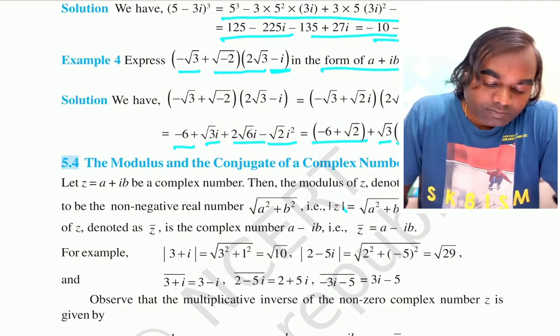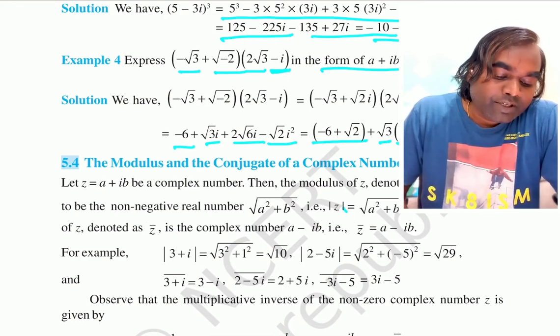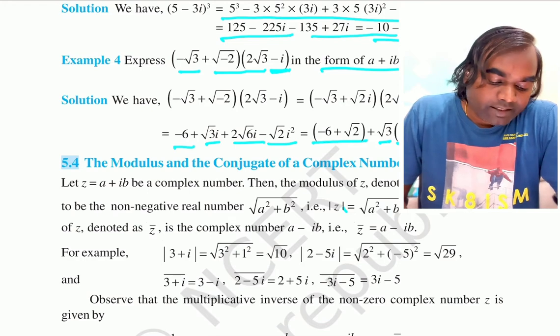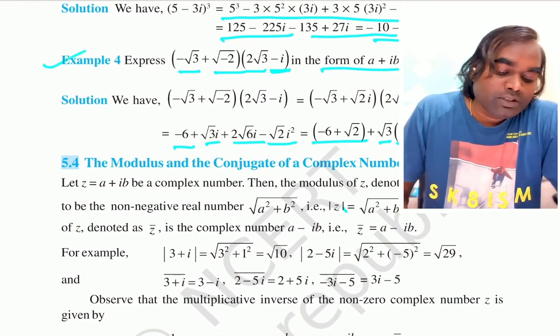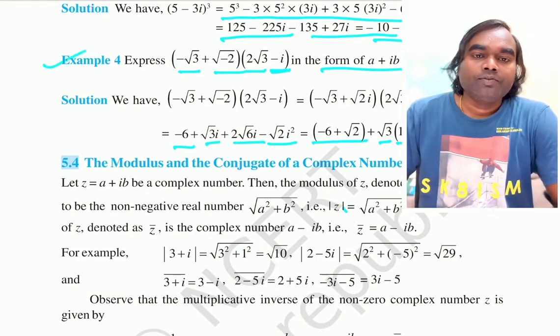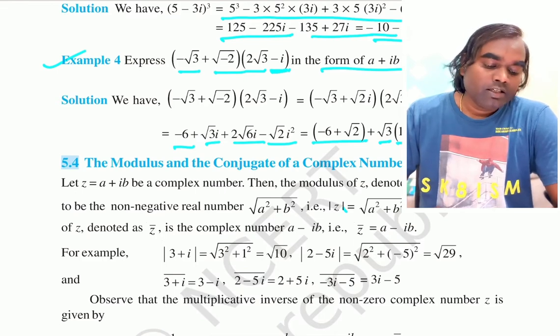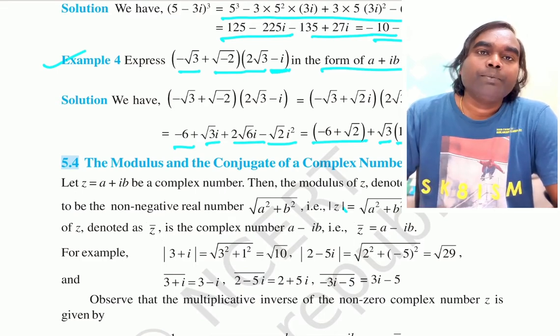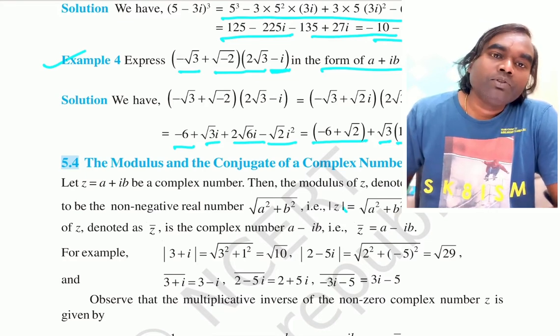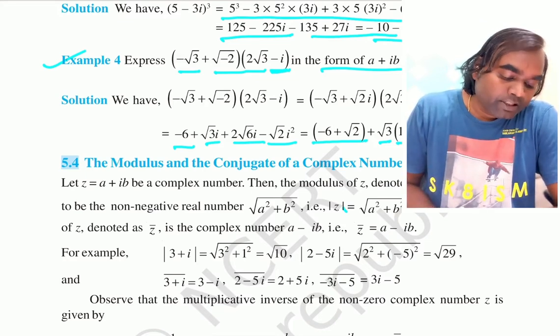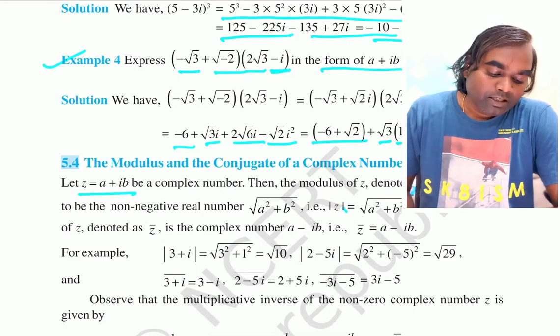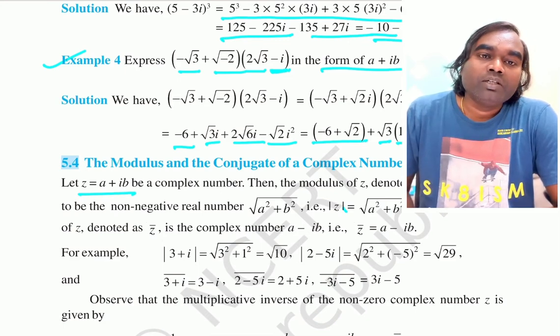So we see that we can solve the examples by using the identity. So friends, let's define the modulus and the complex conjugate of a complex number. Suppose you are given complex number z is equal to a plus ib, and you have to find the modulus and the complex conjugate of this number.